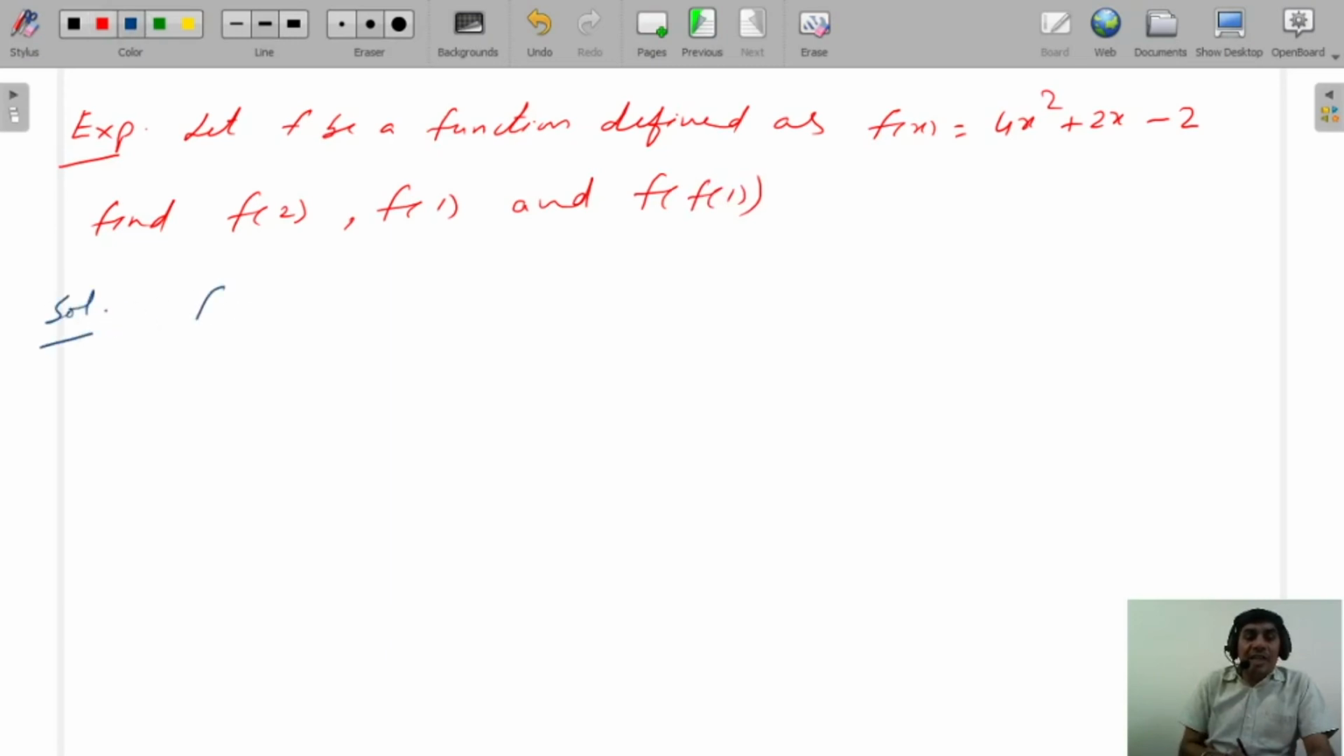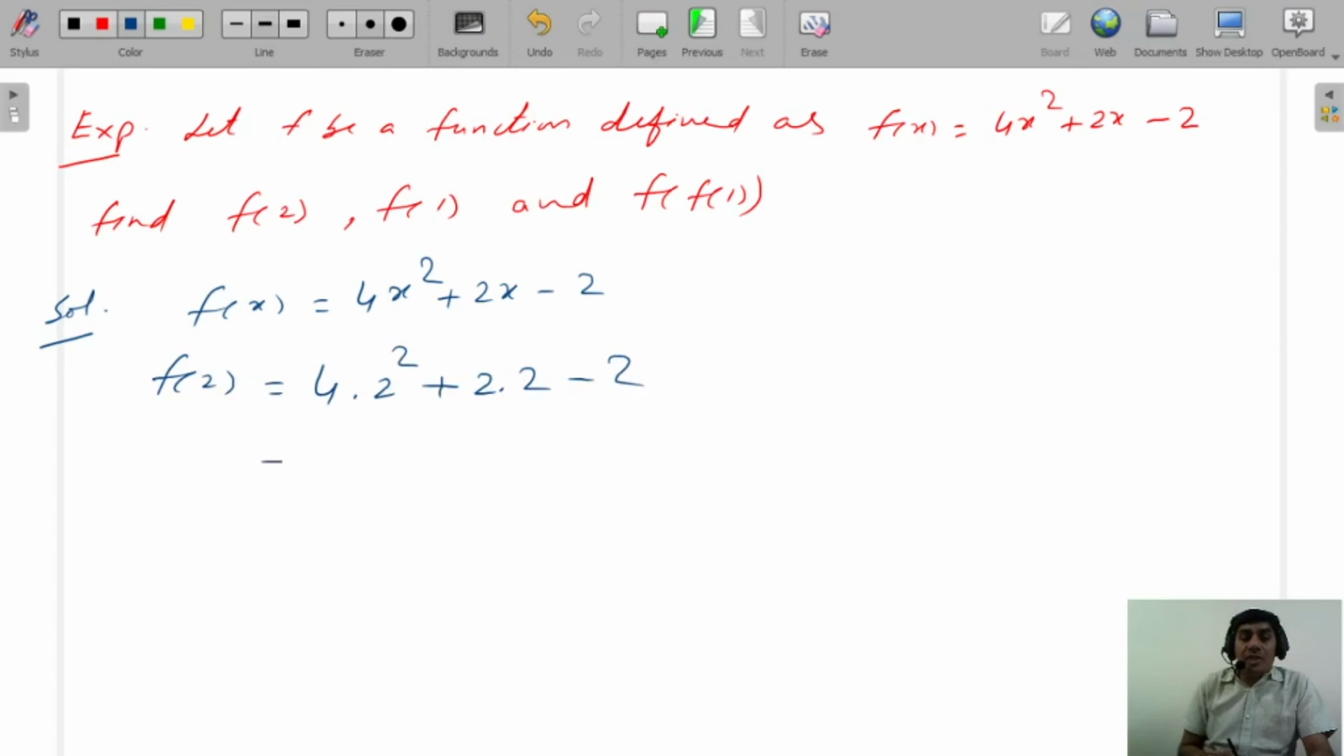It is given that f(x) is equal to 4x² + 2x − 2. f(2) is equal to 4 into 2² plus 2 into 2 minus 2, which is equal to 4 into 4 plus 2 into 2, that is 4, minus 2, which is equal to 16 plus 4 minus 2, which is equal to 18.